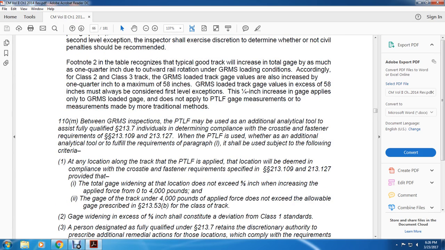Footnote 2. The table recognizes that typical good track will increase the total measured gauge by 1/4 inch due to the outward roll rotation under the gauge restraint measurement system loading condition. Accordingly, in Class 2 and Class 3 track, the gauge resistant measurement system loaded track gauge value of the measurement increases by 1/4 inch to a maximum of 58 inches. Gauge resistant measurement system loaded track gauge values that exceed 58 inches must always be considered a first level exception.